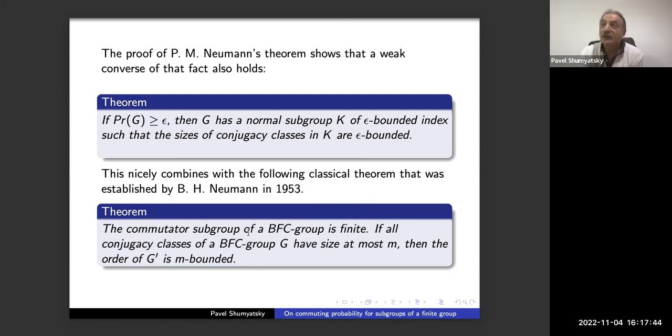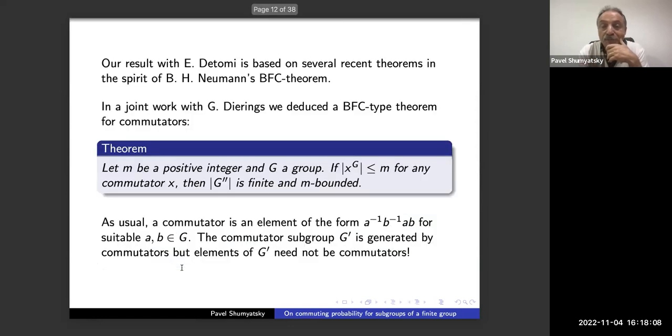Bernard Neumann, I think, in his original paper, didn't say anything about a possible bound for the order of G', but then a bound was found by Jim Wiegold, and then there were several other results improving the known bound. Also, of course, Peter Neumann worked on that. Okay, why do I mention all this? Our result with Luis di Tommy is also based on several recent theorems in the spirit of Bernard Neumann's BFC theorem.